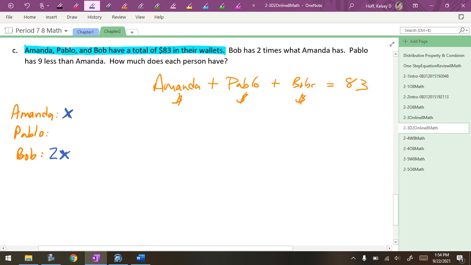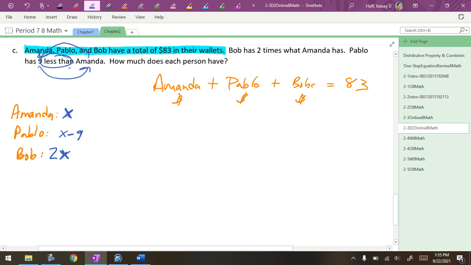Pablo has 9 less than Amanda. Aiden? Minus 9X. That would be negative 9 times what Amanda has. If you put negative 9 next to X, that means you're multiplying. 9 less than X. Cool? Why did you put X first? It says 9 less than Amanda. Is he right? He is. Because of the phrase less than. Less than, we absolutely have to swap the order.